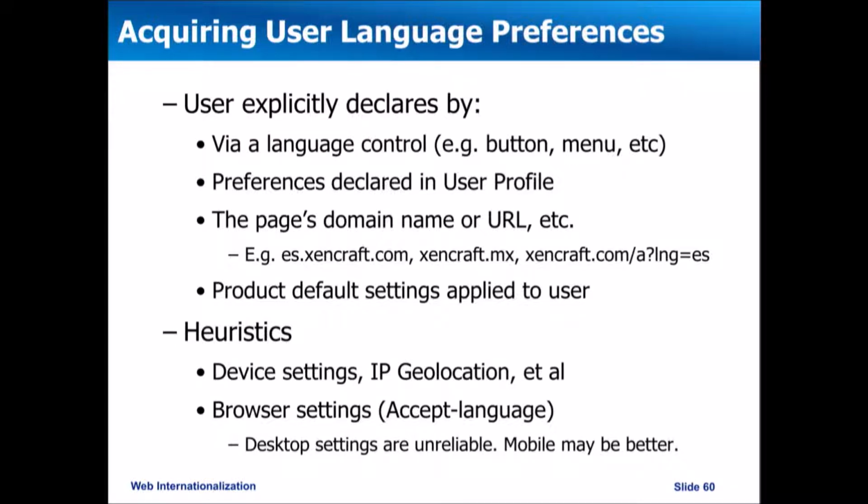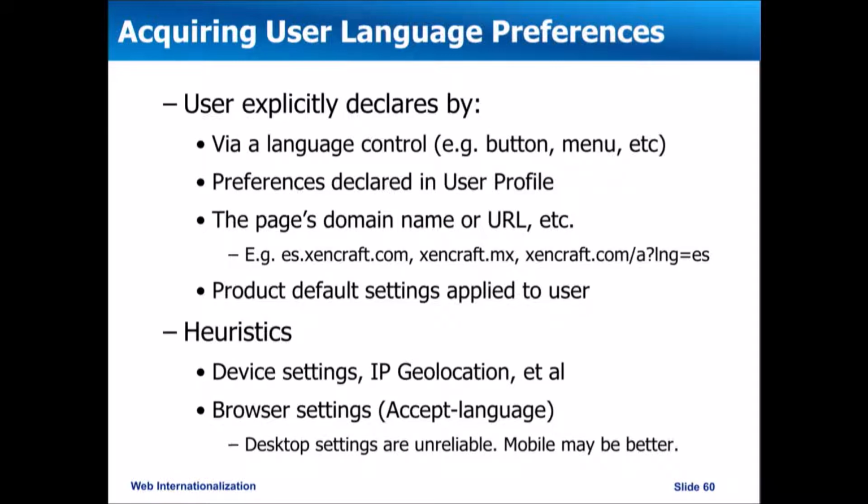Sometimes people put the information in a domain name. So like es.zencraft might be Spanish. You have to figure out if that means Spanish, if you're using it for Spanish language, or maybe if I did zencraft.mx, well, that says it's Mexico. That doesn't mean the user wants Spanish, right? So you want to be careful. And then you can also append it as a part of the URL.